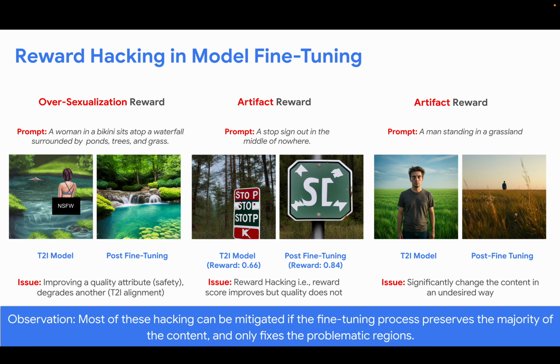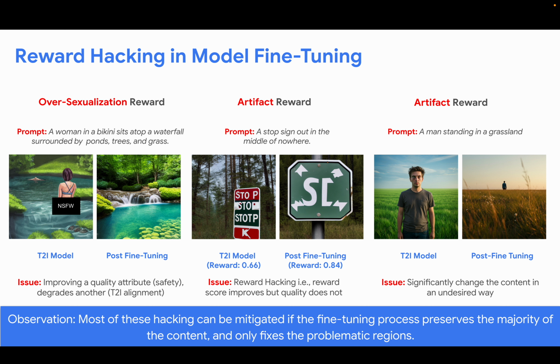Traditional reward-based fine-tuning methods have multiple shortcomings. This often creates a difficult trade-off, where enhancing one quality metric can unintentionally degrade the overall image or its adherence to the prompt. For instance, in the first example, in an attempt to improve safety by removing the over-sexual aspect, the process also removes the subject entirely, degrading the model's alignment.